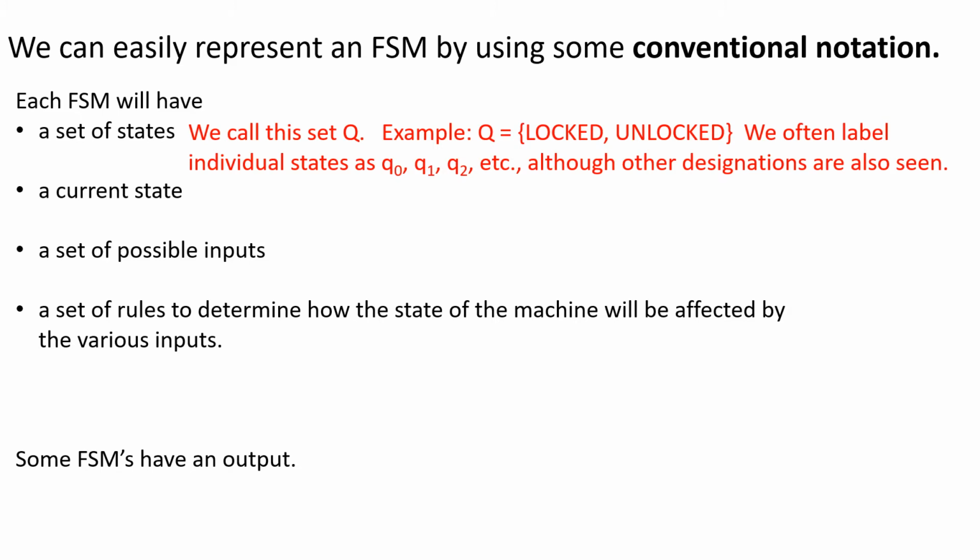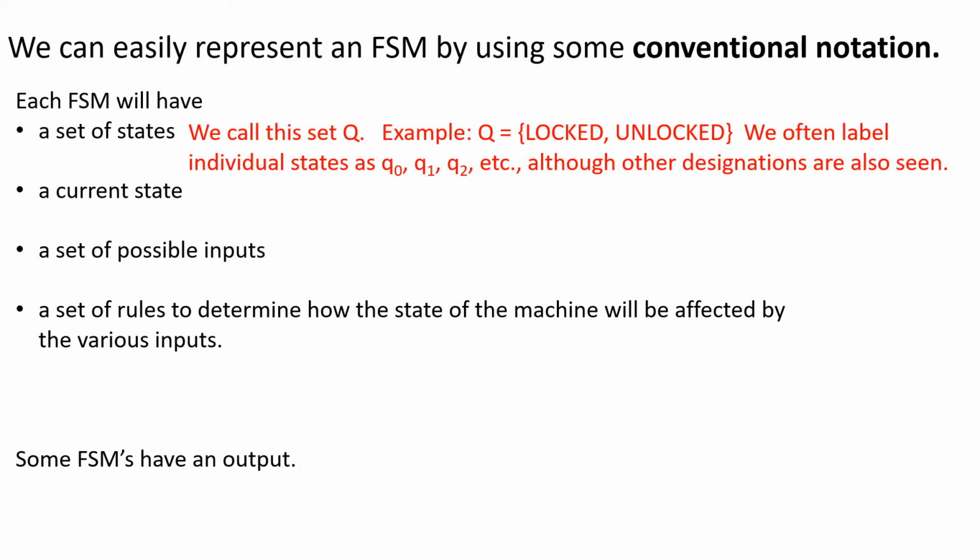We're going to call the set of different possible states for a given model Q. Okay, Q represents a set of states. For the turnstile, we'd say it's locked and unlocked. Those are the two elements inside Q. And often we'll label the individual states with subscripts on the small letter q. So we'll have q naught, q sub 0, q1, q2, etc. There are some other designations, but often you'll see states designated with qs.